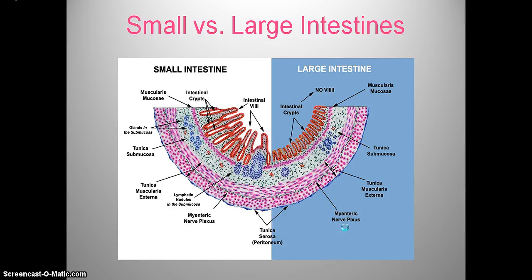This is the difference between small and large intestine. Just to compare, look, no villi in large intestines. We have crypts and villi, folds in small intestine.